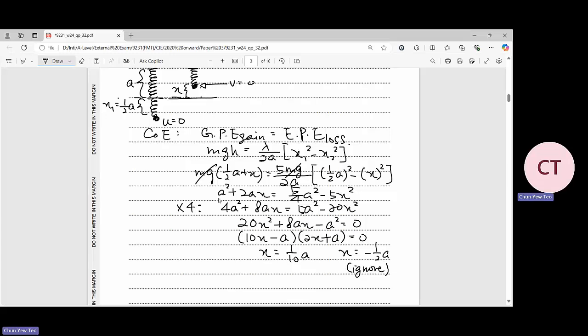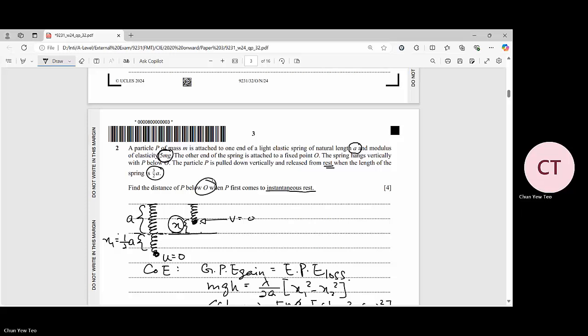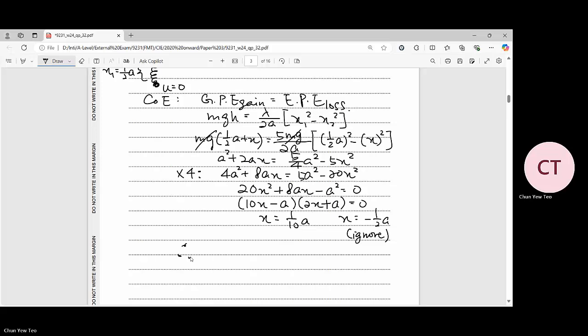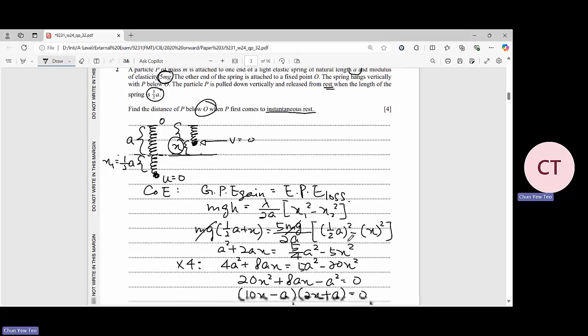Okay. So the x over here is actually 1 over 10a, but you need to measure the distance from O. Okay, the distance from O. This is the O. O is over here. So therefore, the distance of B below O will be equal to a minus 1 over 10a, and you get 9 over 10a. Just like that. Done. That will be the answer for question number 2.